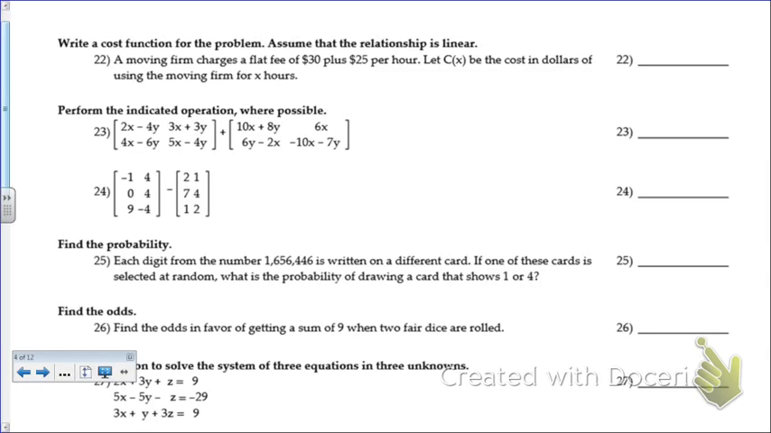So cost is very, very similar to slope-intercept form. So we have our cost equals mx plus b. B is always your fixed cost, so that's the part that doesn't change. And then the m is going to be the thing that changes based on, in this case, your hours. So our cost function for this particular case is going to be 25x plus that $30 fee. So that's your cost function.